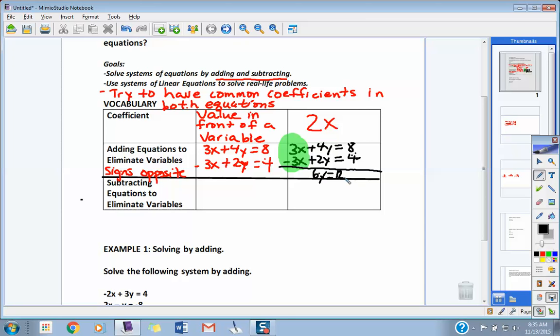So let's write an example for this. In this case right here, you would want same signs. All right, so here's an example of a system where you have coefficients that are exactly the same with the same sign. So let's see.